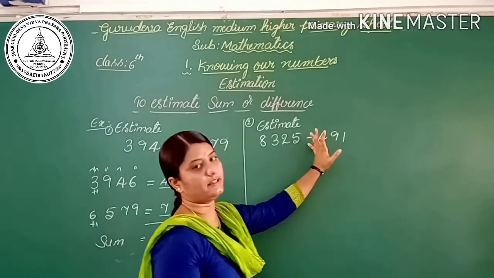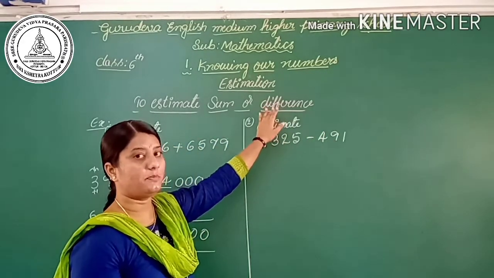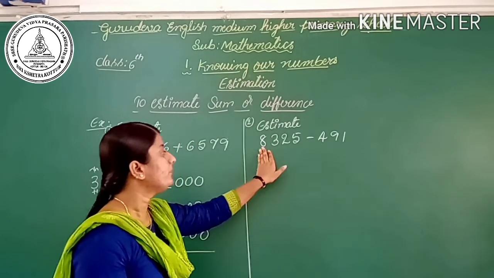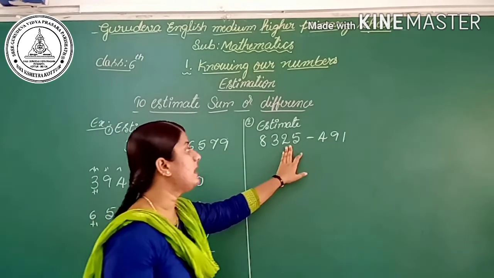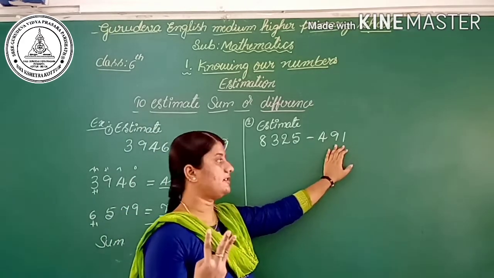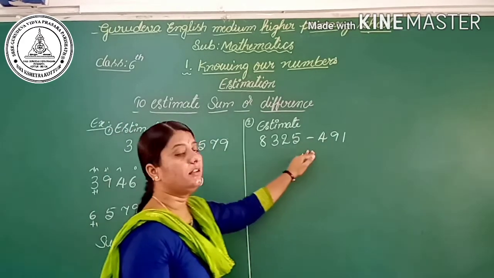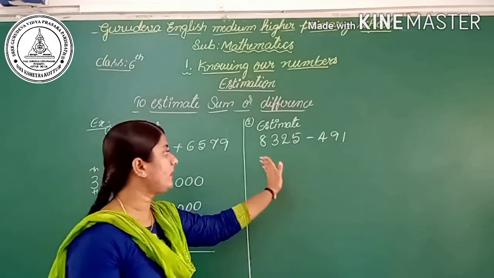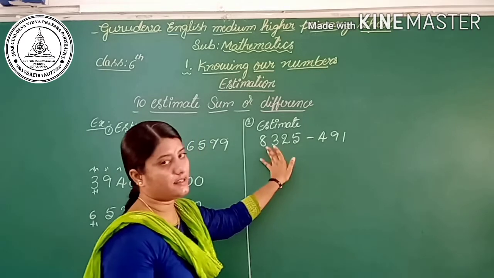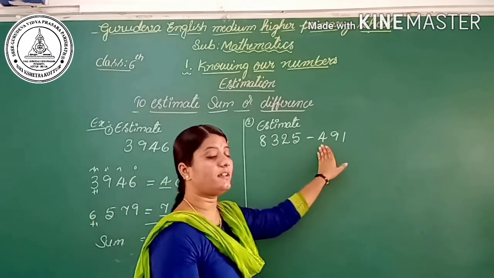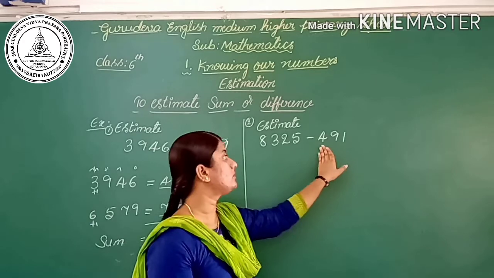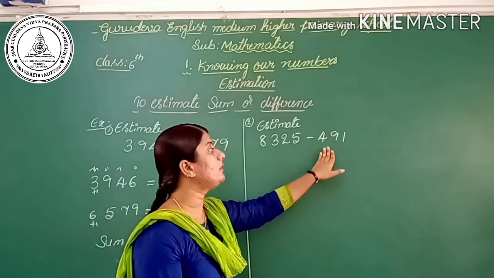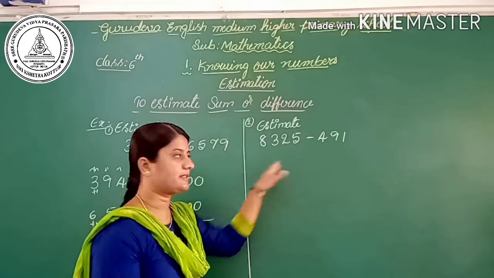Similarly, the next example is estimate 8,325 minus 491. This minus symbol indicates that we find out the difference, which means we have to subtract the given numbers. Here the first number has 4 digits and the second number has 3 digits. If we estimate to the nearest places, here the highest place is 1000, but here there is no 1000 place. It has only 3 places, so the highest is the 100 place. So we have to estimate to the hundreds.